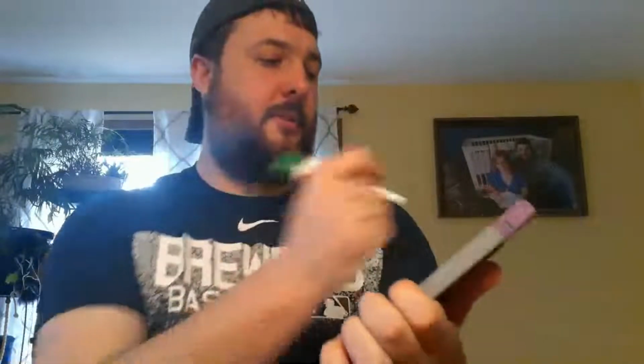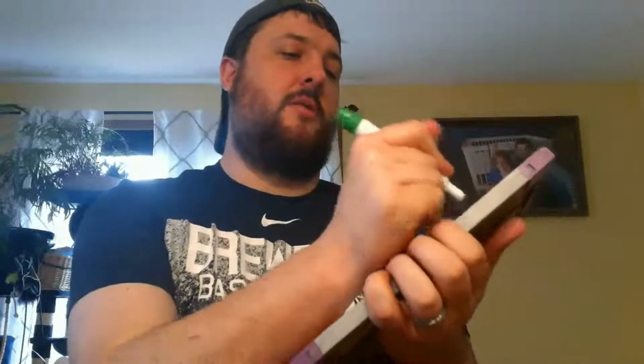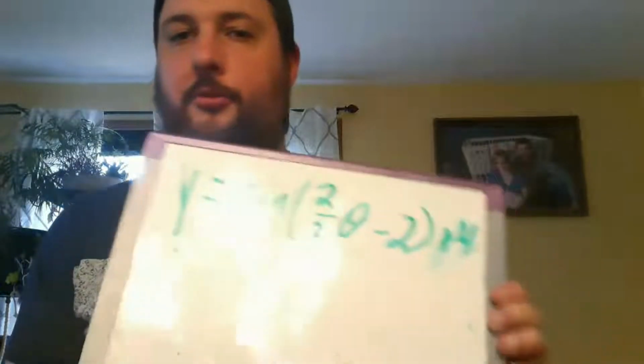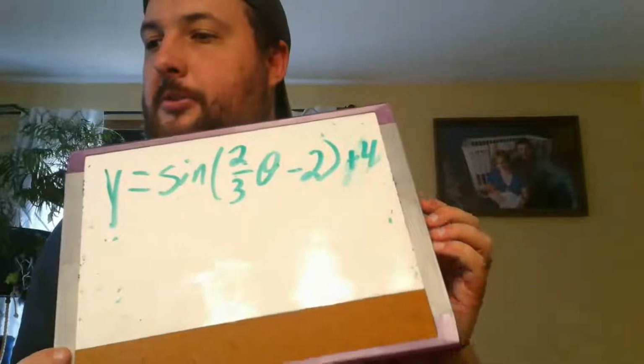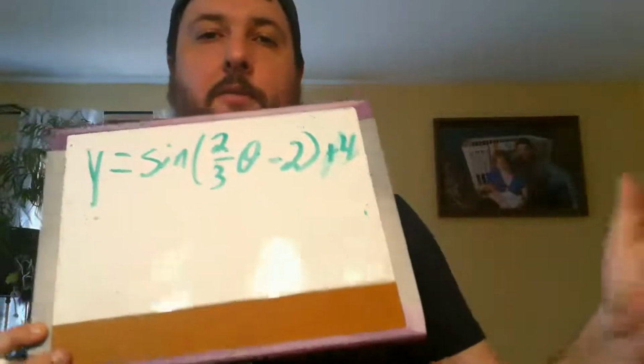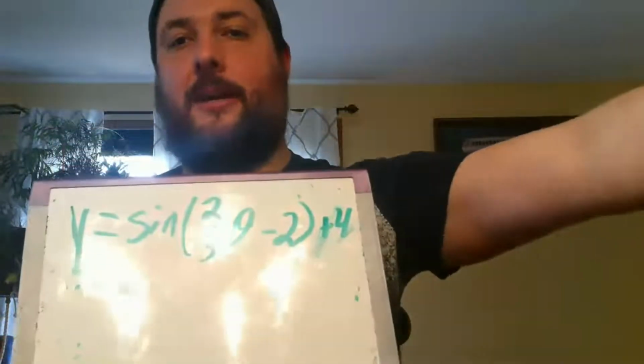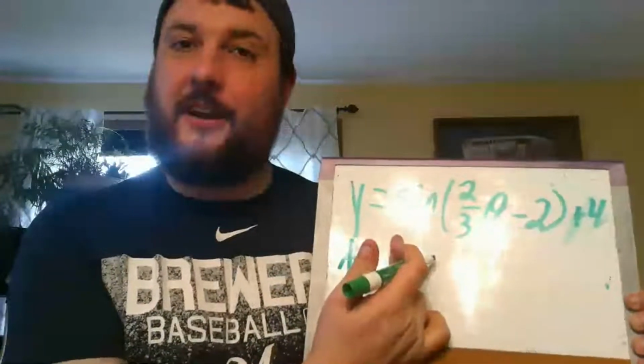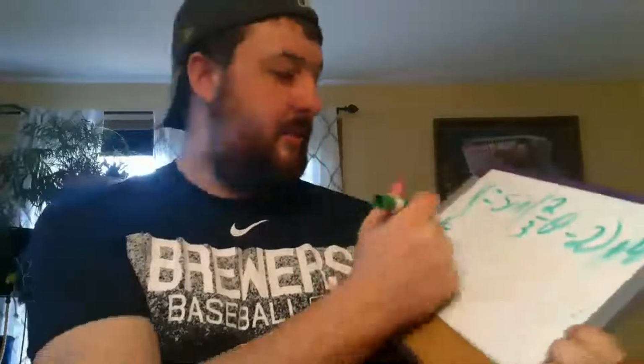So if I have y equals sine of, let's say, 2/3 theta minus 2 plus 4. Okay, and I'll go through all three of them. If there are any Algebra 2 students out here, all three of them you've got to know for that quiz I want you to take by the end of the week, right? First is the amplitude. Amplitude is just the coefficient. There's nothing in front, so there's a 1 because it's 1 times. So its amplitude is 1.